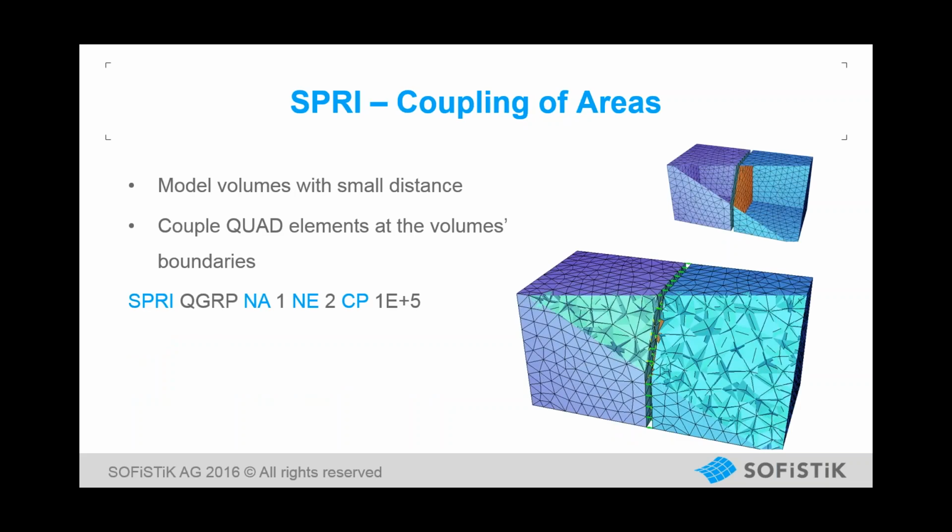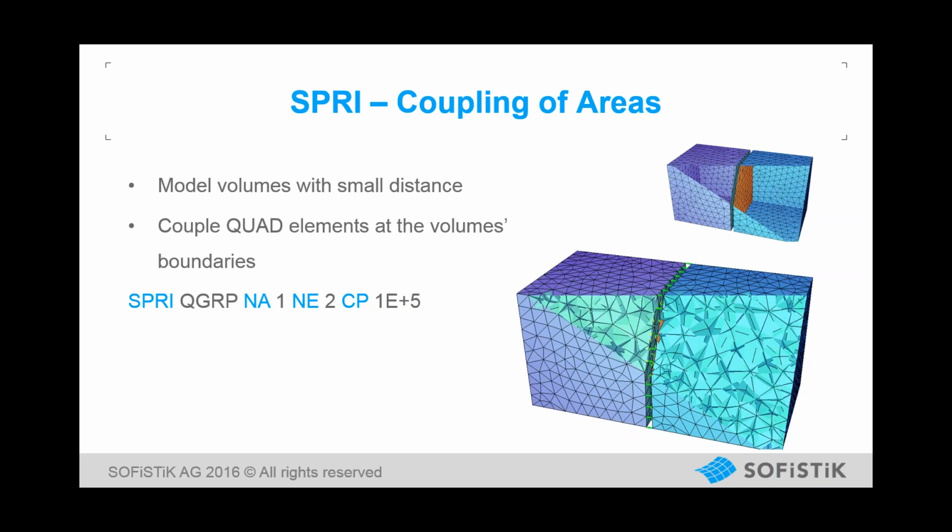Finally, for generating interfaces, we have 2 possibilities. Either using the spree command. In this case, we need to model our volumes with a small distance in between. Afterwards, we can select quad elements existing on one volume and quad elements existing on the other volume and generate spring elements in between using a syntax similar to this one.